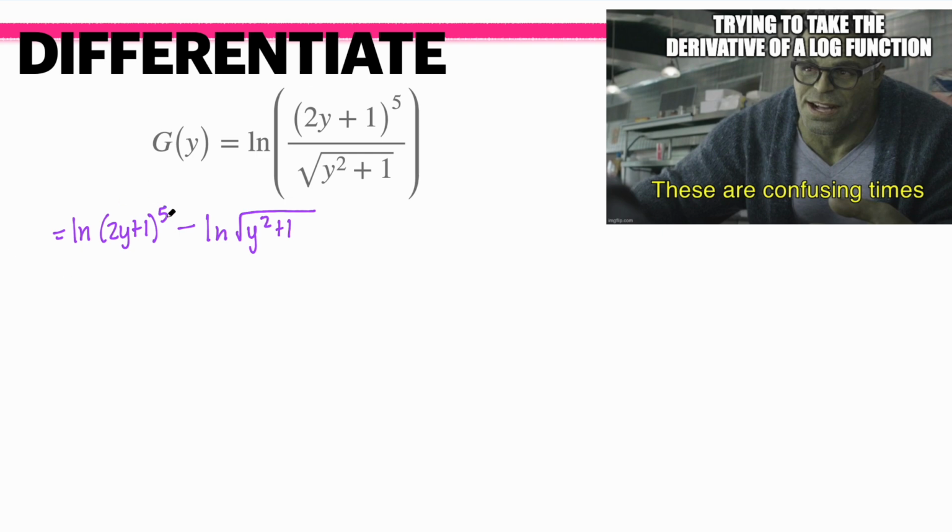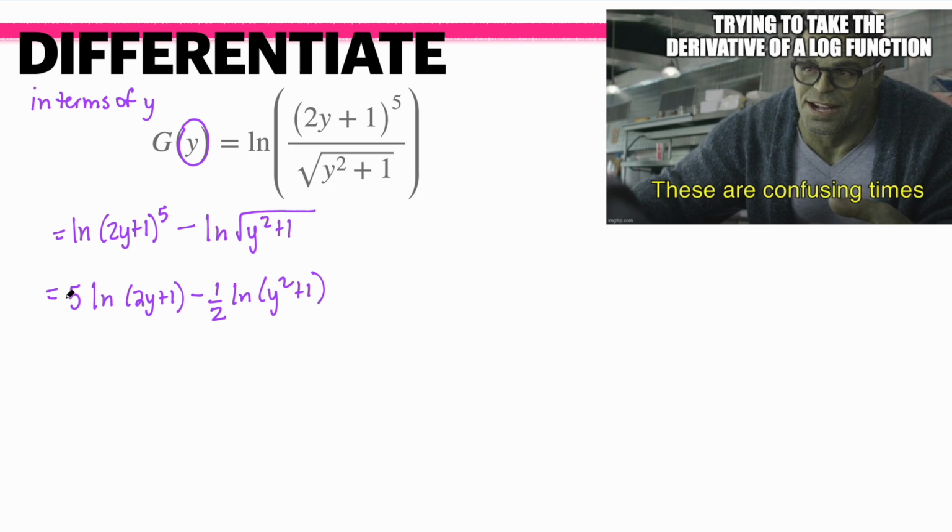Now, don't forget, exponents can be thrown in front. So this is the same thing as 5 natural log of 2y plus 1 minus 1/2 natural log of y squared plus 1. Now, you may be freaking out like, oh my goodness, we have to take the implicit derivative of all these y's. Actually, no. This is in terms of y, which means you can take the derivative just like normal, because that is what the "with respect to" of the derivative is.